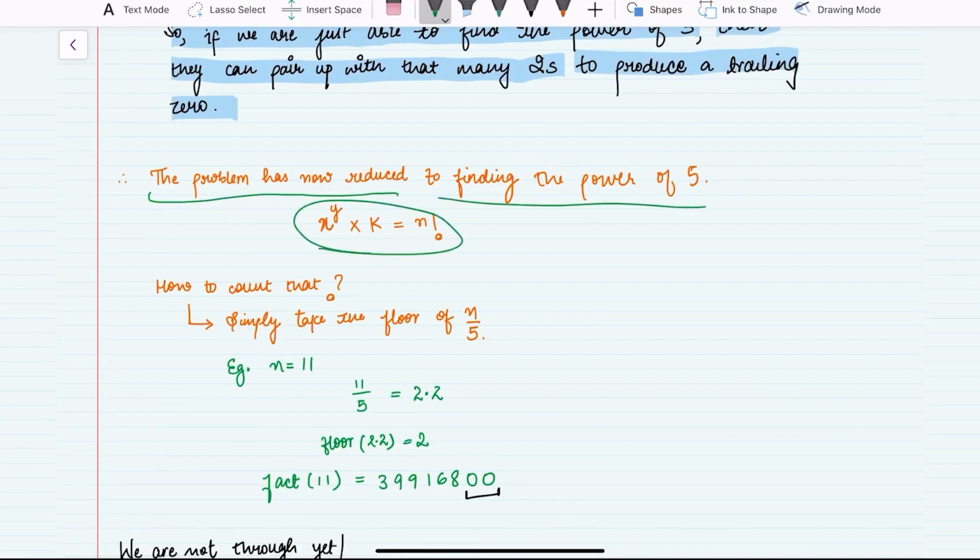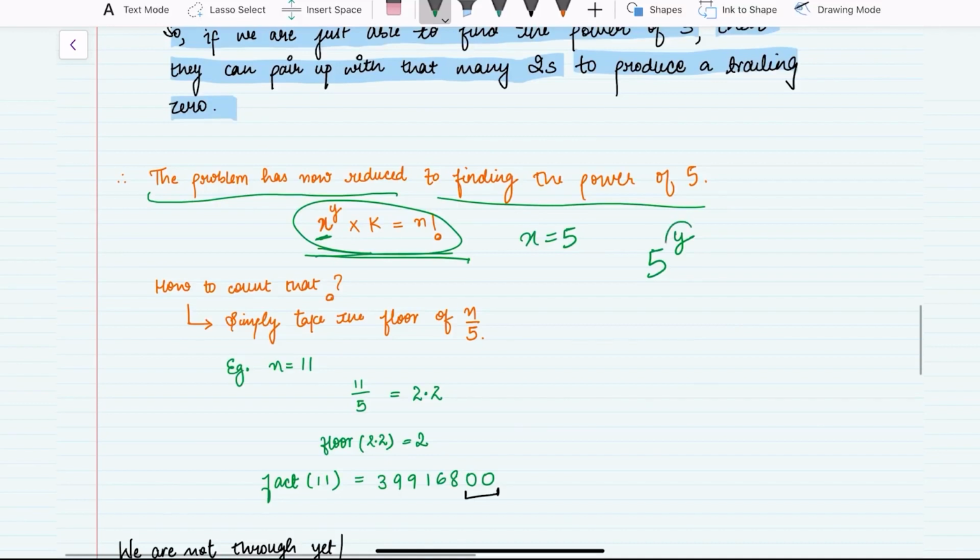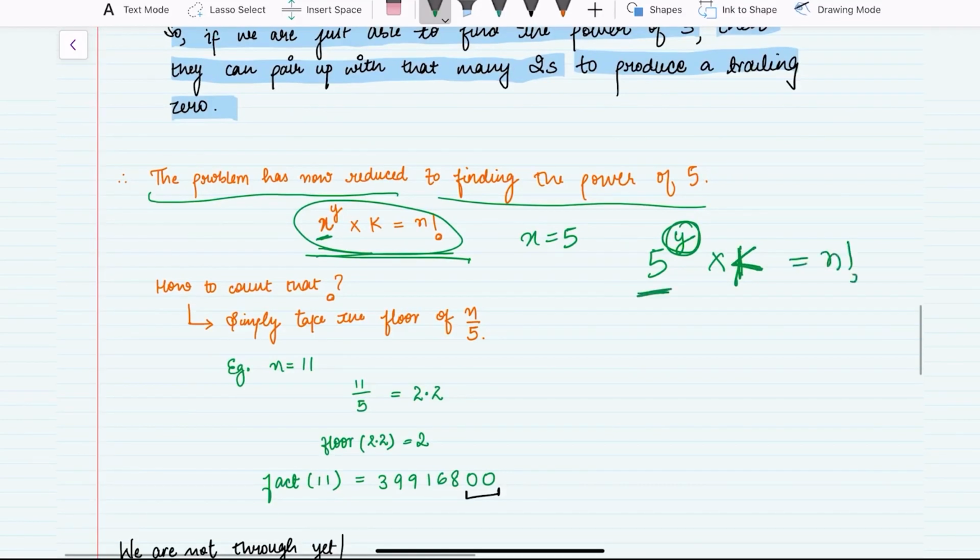This is a generalized equation: if we want to find the power of any number, we can apply this formula. Here our x is equal to 5. We are trying to find the power of 5, and the remaining number, which when multiplied with the power of 5 gives us factorial n. So how can we calculate the number of 5's? For that purpose, we can simply take the floor of n by 5.